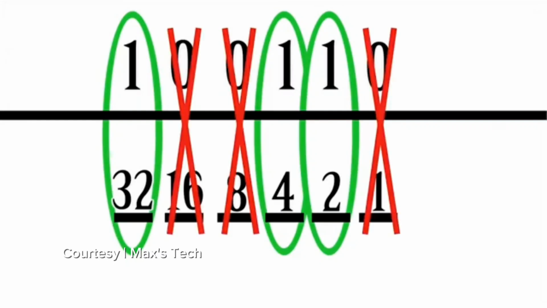Now, anytime you see a 1, that means that value is part of the number. And every time you see a 0, you basically can ignore that value. All you're going to do is look at every value that has a 1 underneath it and add them up. And that's it.